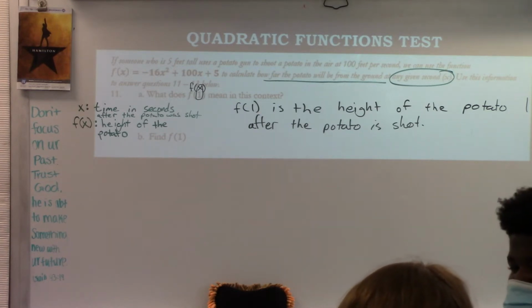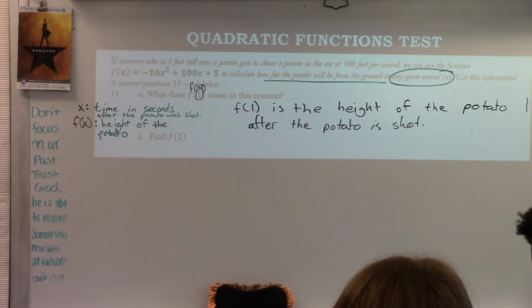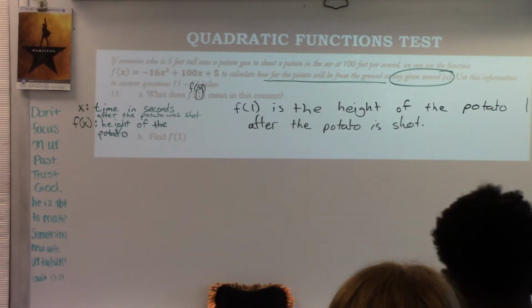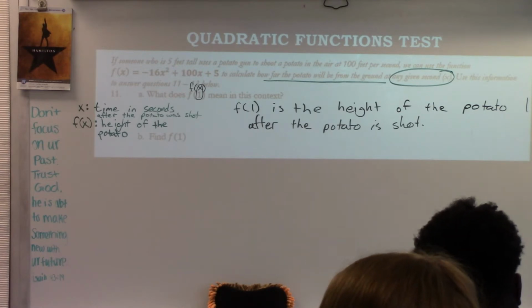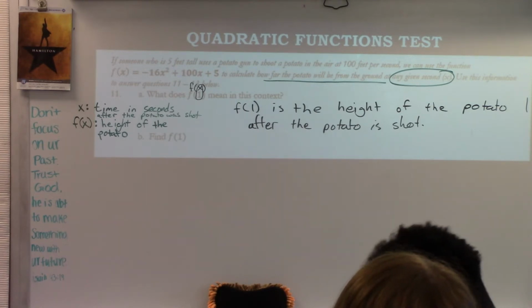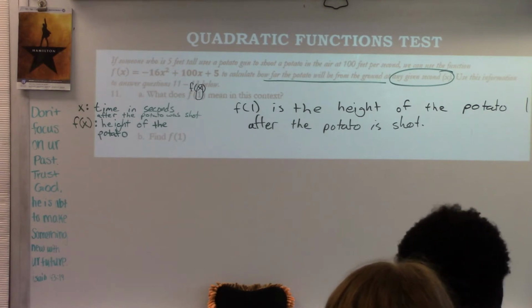Right. So notice that at 1 second, the potato was? 89 feet, you put 89. Thank you. Notice it doesn't necessarily ask for context here. You can add it if you want. It's just f of 1 equals 89.